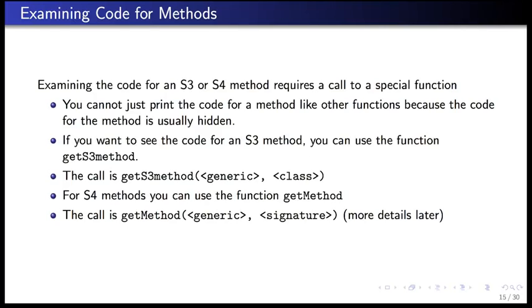If you want to see the code for an S3 method, you can use the function getS3method, which takes the name of the generic function as the first argument, and then the name of the class as the second argument. For S4 methods, you can use the function getMethod, which takes the generic function as the first argument and the signature, which we'll talk about later, as the second argument. If you're wondering how you know the difference between an S3 and an S4 method, you'll know by the way the generic function looks. If you print out the generic function and it has UseMethod, that's an S3 function, and the methods will be S3 functions. If you print out a generic and it calls the function standardGeneric, like the show function did, then that's an S4 function, and you want to look at S4 methods.